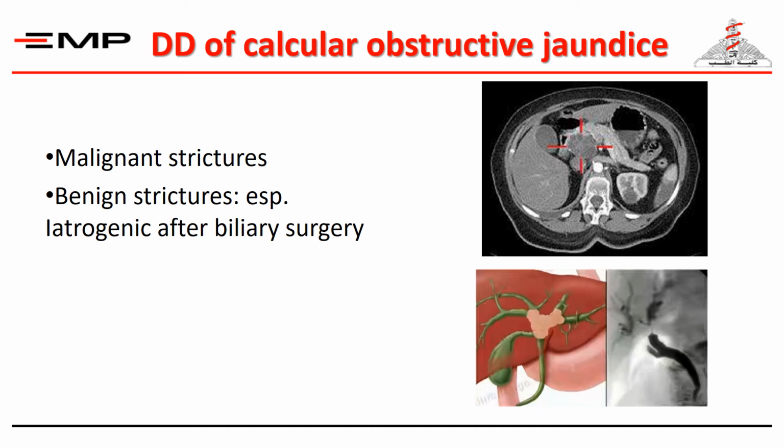If the CBD is completely obstructed or divided, surgery is needed to anastomose the proximal hepatic duct stump to the jejunum, an operation known as hepaticojejunostomy.